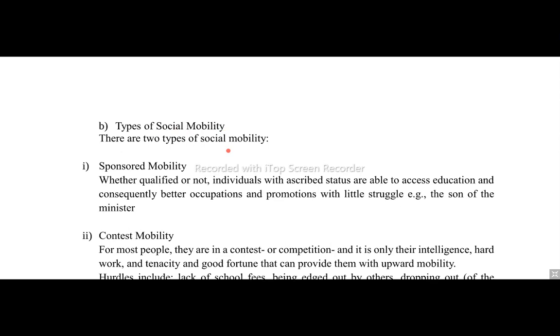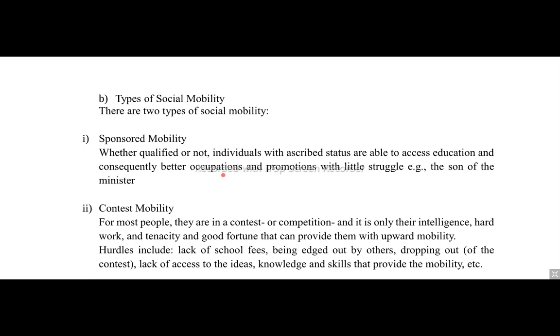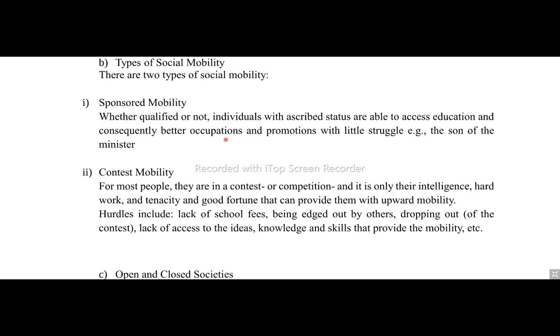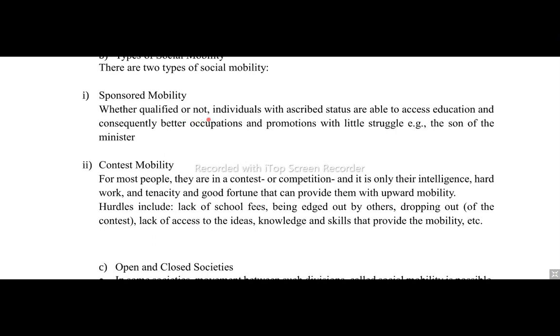Types of social mobility. There are two types of social mobility: sponsored mobility. Sponsored mobility, whether qualified or not, individuals with ascribed status. Remember, we talked about ascribed status. Ascribed status is the status that you're born in. For example, you are born in a rich family, in an upper class family, in a middle class family. That is ascribed status. Those with ascribed status are able to access education and consequently better occupation and promotions with little struggle.